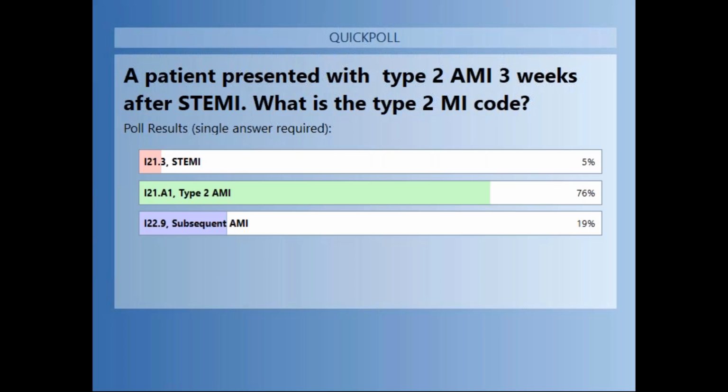Okay. So the question, I think, sounds a little confusing at first. The patient presented with a type 2 AMI 3 weeks after the STEMI, but the question is, what is the type 2 MI code? And whether it be first or second, it doesn't matter. It's always B, I21.A1. Remember that your type 2 MI codes are not ever coded to category I22, and a type 2 AMI is not a STEMI because a STEMI is a type 1.